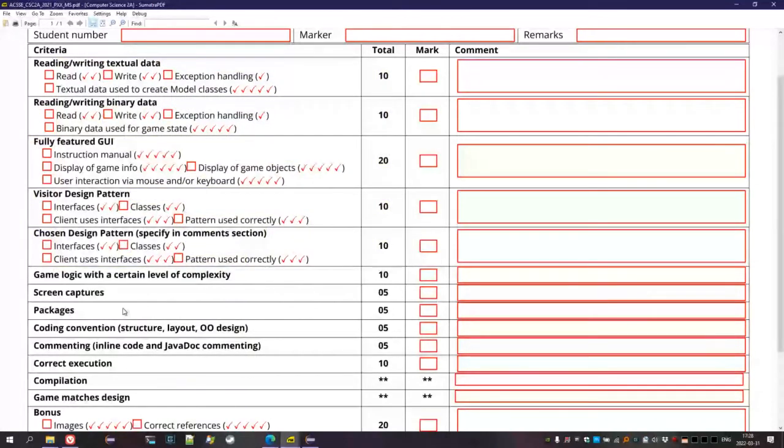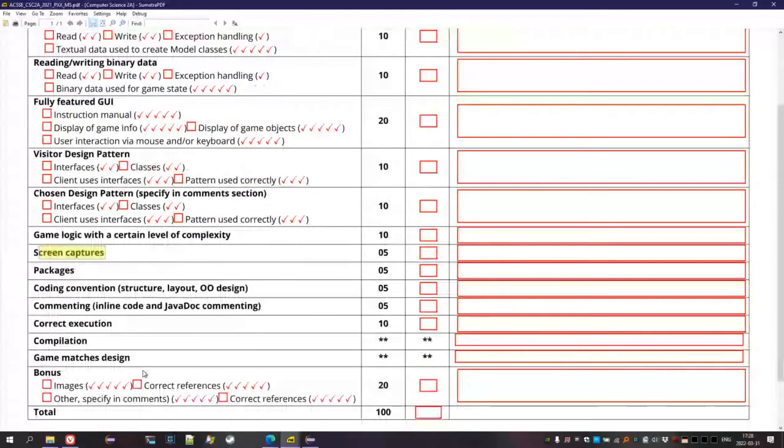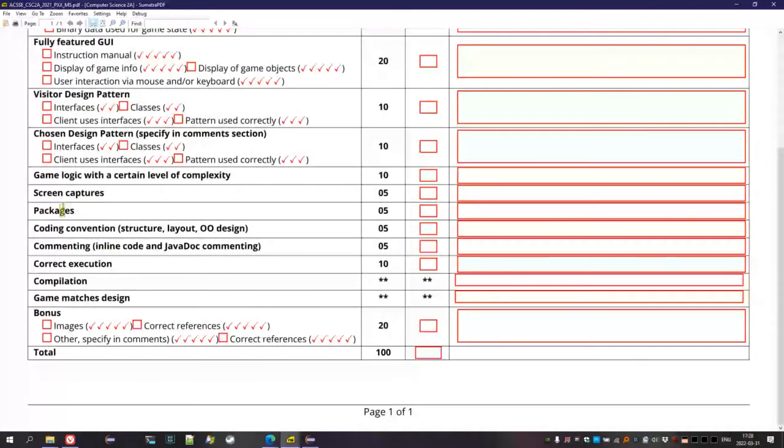Other things we check, so make sure you include the screenshots. Packages, are you actually using packages? Do you have a coding convention that you actually follow? These are the things you do every practical anyway, but we still need to check that in this practical. Inline commenting, Java commenting, execution, obviously that should run. There's no choice about that.